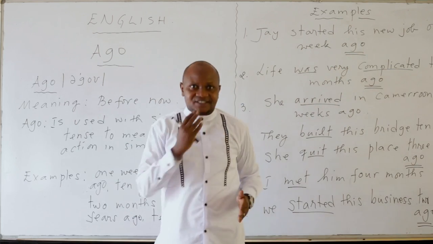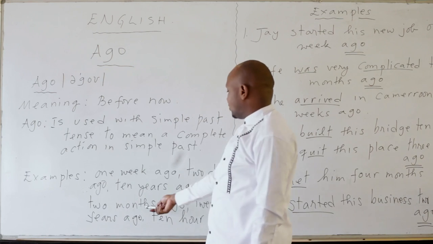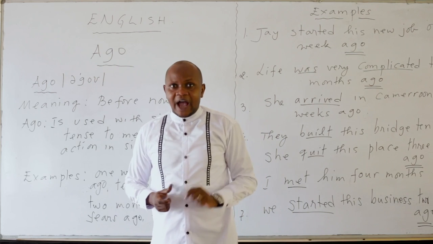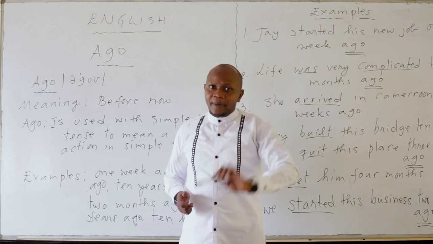That is simple past. Very nice. Then here you can say 2 months ago. 2 months ago. For example, you can say, I bought this house 2 months ago.